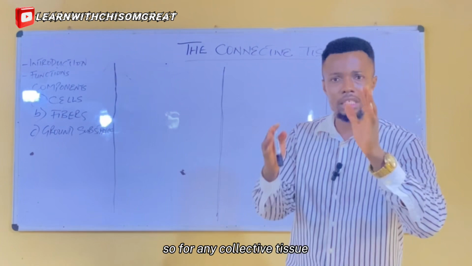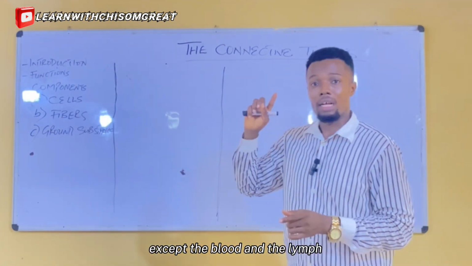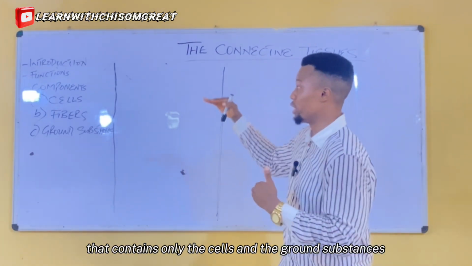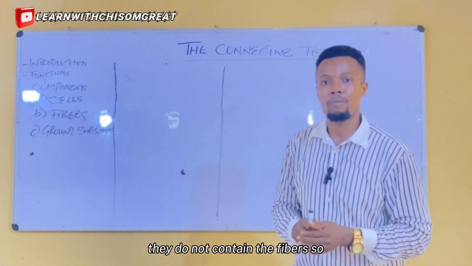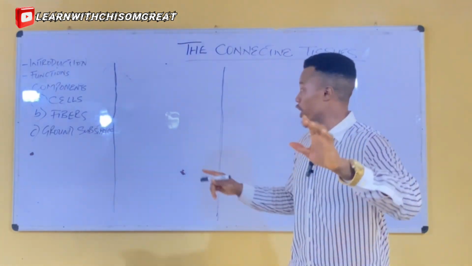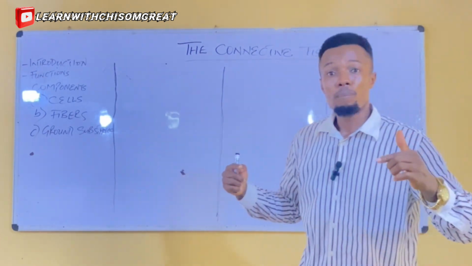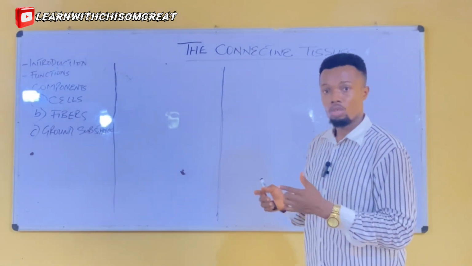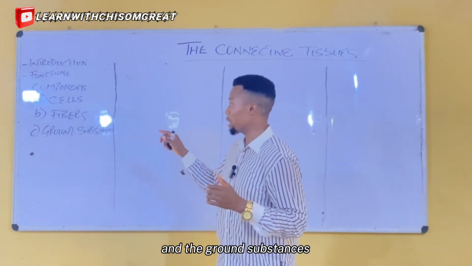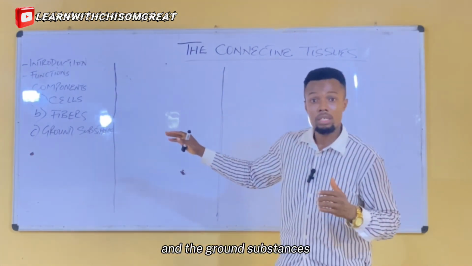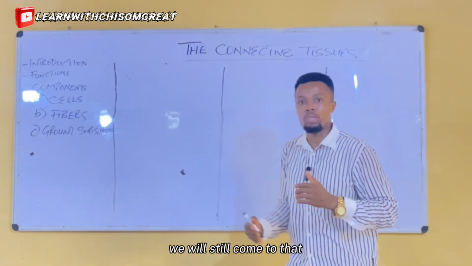So any connective tissue contains these three, except the blood and the lymph, which contain only the cells and the ground substances. They do not contain the fibers. The fibers and the ground substances are referred to as the extracellular matrix, just like I've told us. And the ground substances separate the cells from the fibers. We'll still come to that.